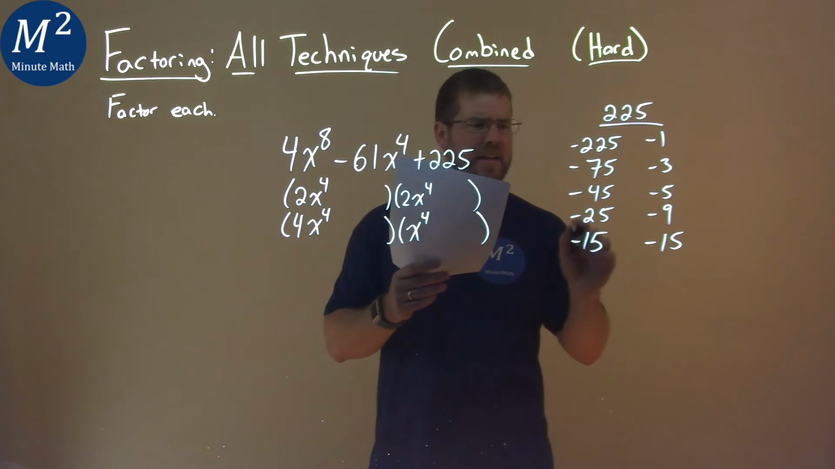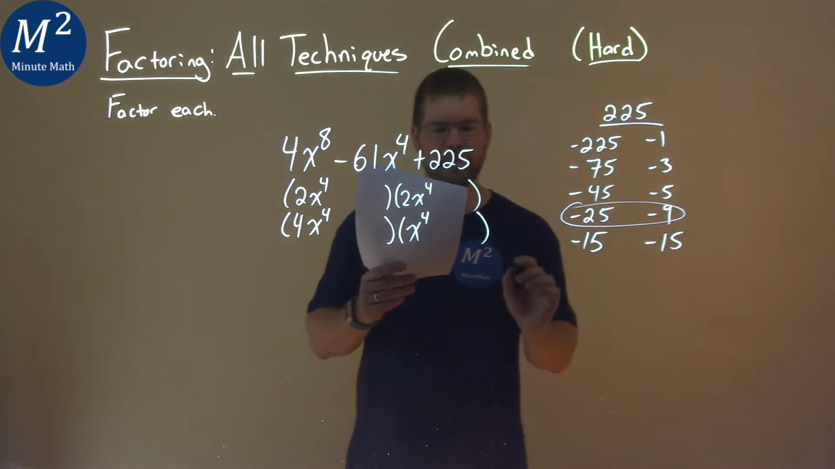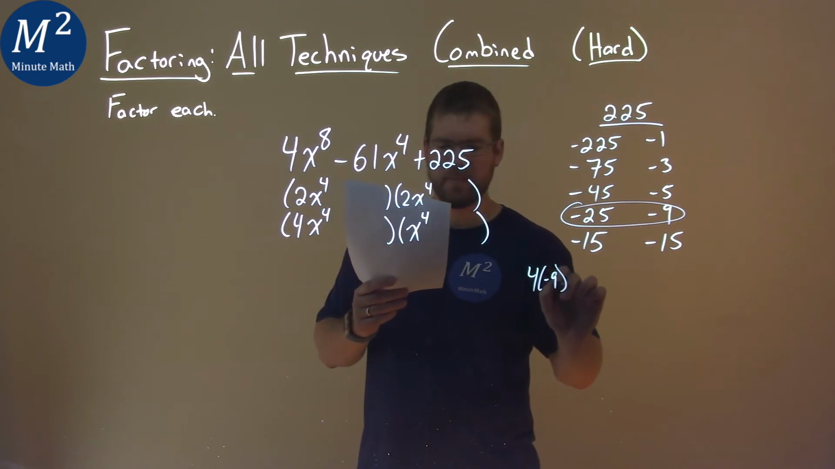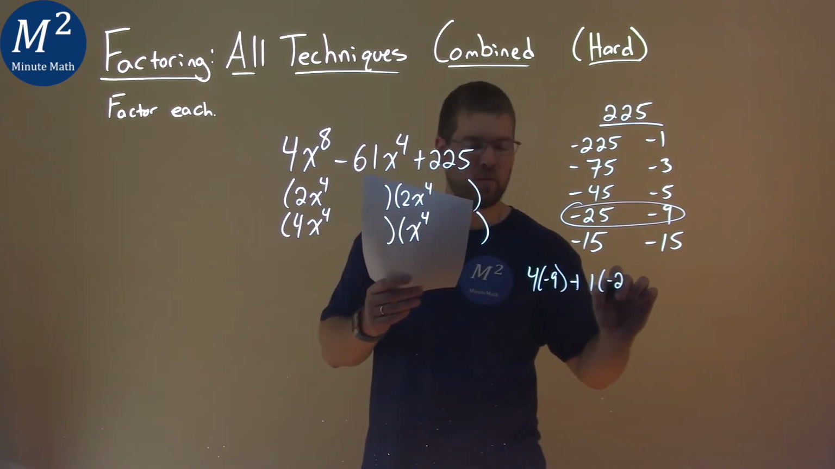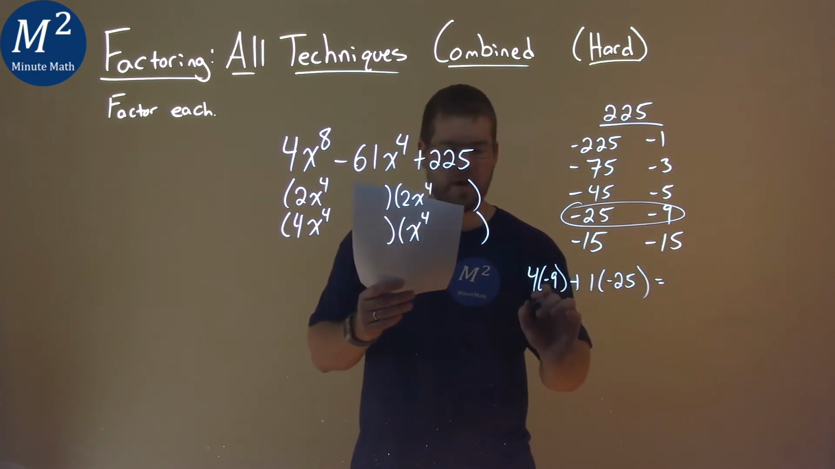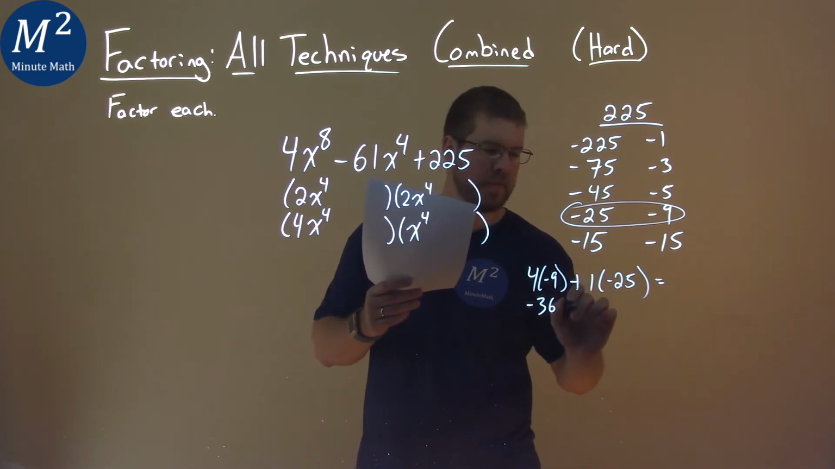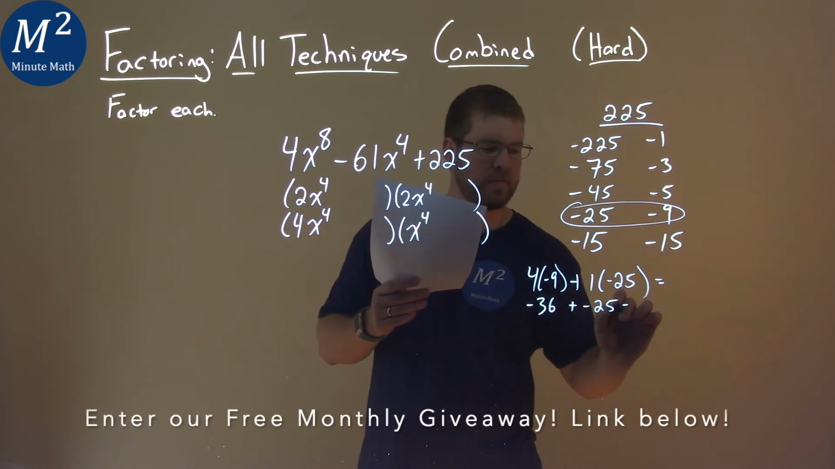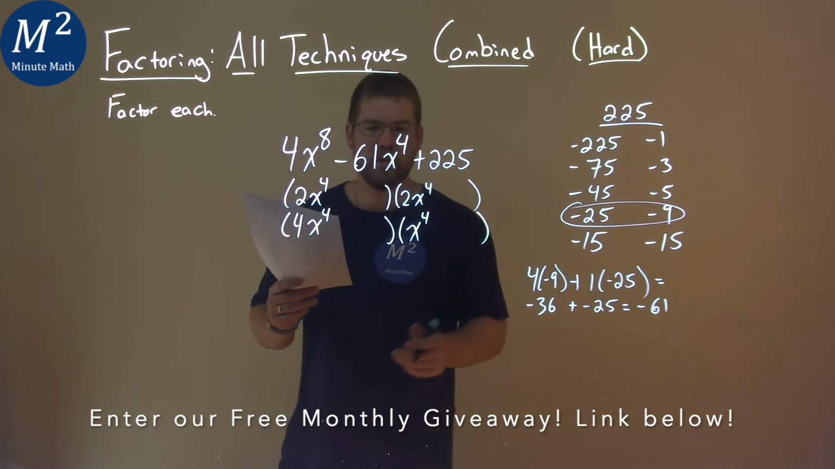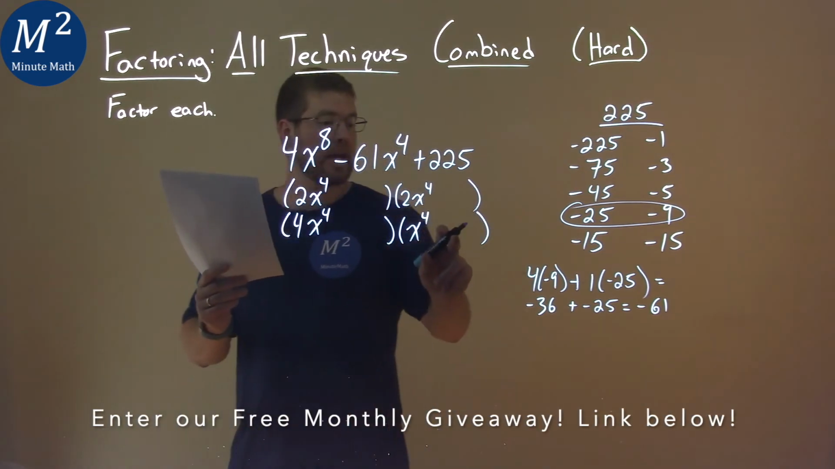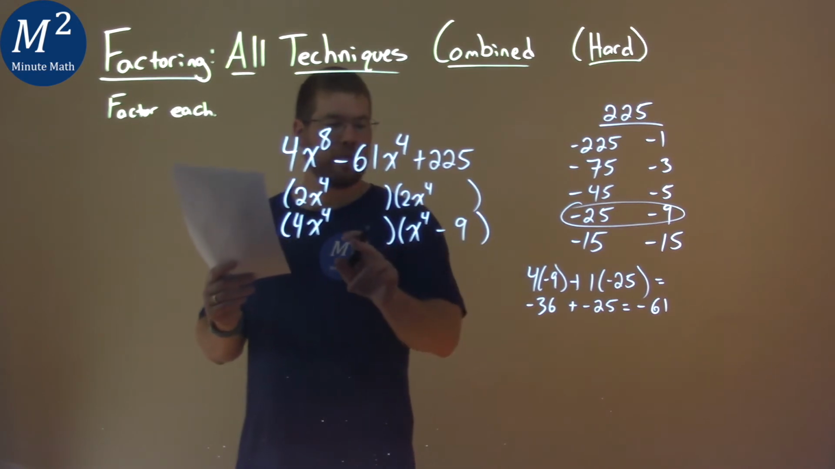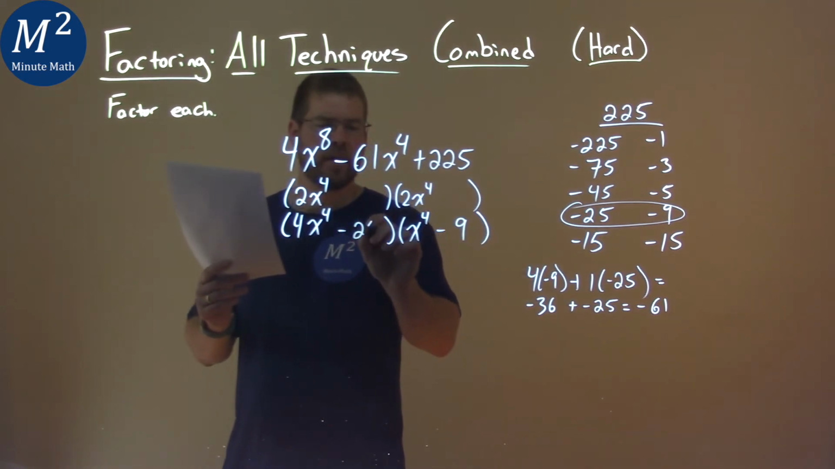Negative 25 and 9 is what we're looking for here. How so? Well, 4 times a negative 9 plus 1 times a negative 25, what does that equal? Well, 4 times negative 9 is a negative 36, and we have plus a negative 25. Combine that, we get a negative 61. So these are the numbers that we're looking for. Negative 9 gets multiplied by the 4, so we put it on this side here. Negative 25 gets multiplied by the 1, put that there.